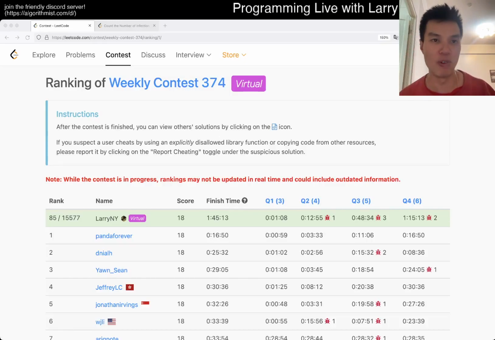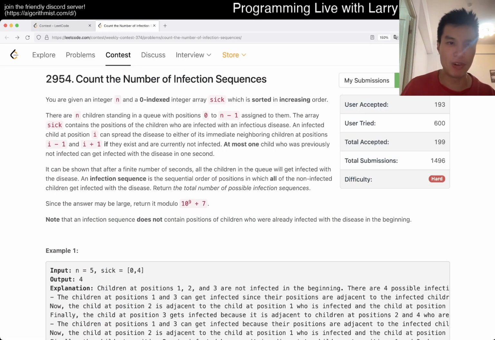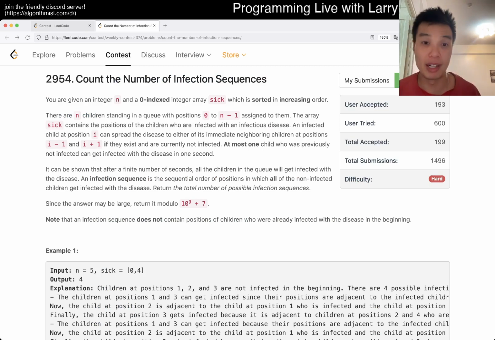This is me going over Q4 of the weekly contest 374. Count the number of infection sequences.